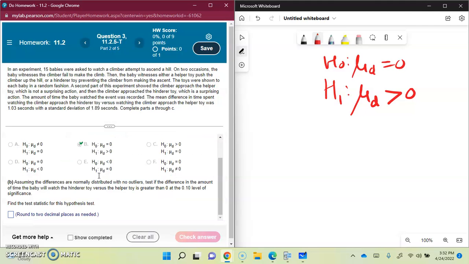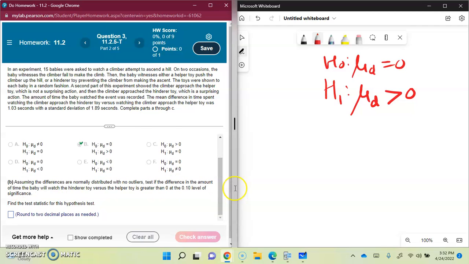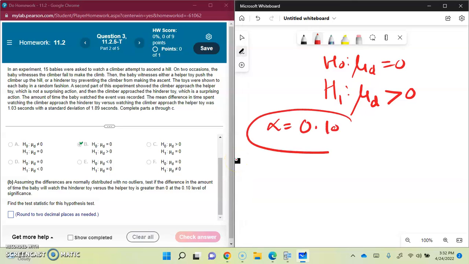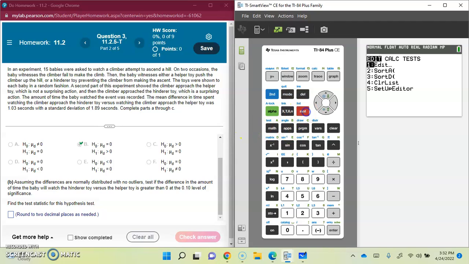Assuming that the differences are normally distributed, they are giving you the verification statement, and there are no outliers, right? And this is a random sample. So all the requirements are verified and the level of significance is 0.10. We need to calculate the test statistic. How do you do that? Because this is matched pairs, the same baby is watching both times, right? So you need to run a t-test for the means.